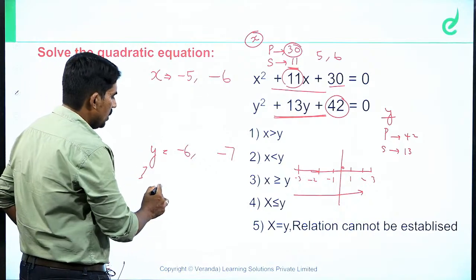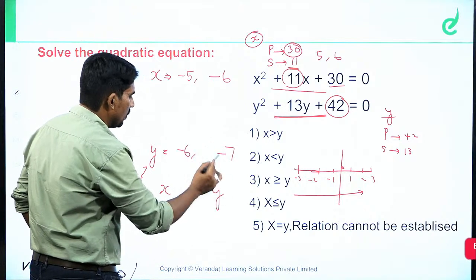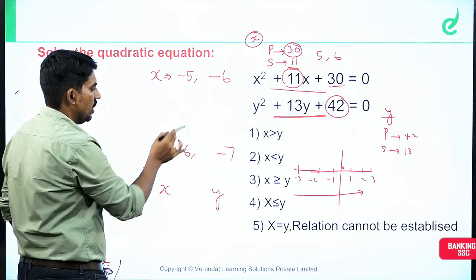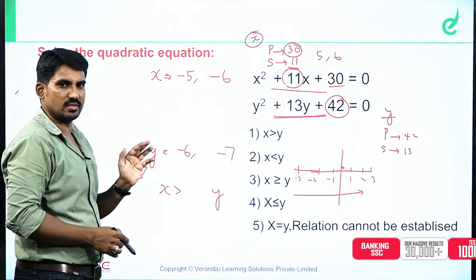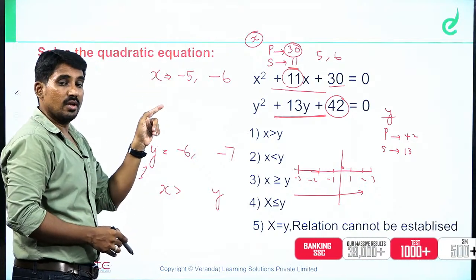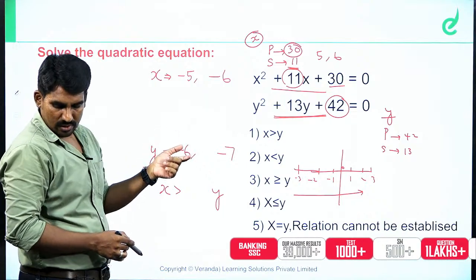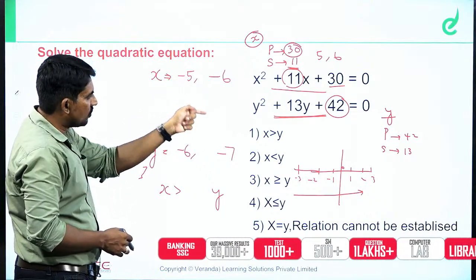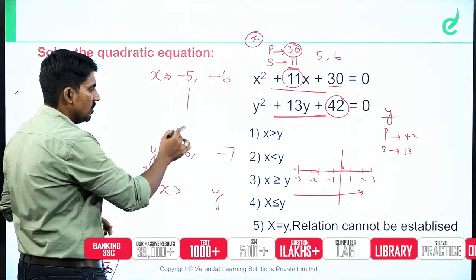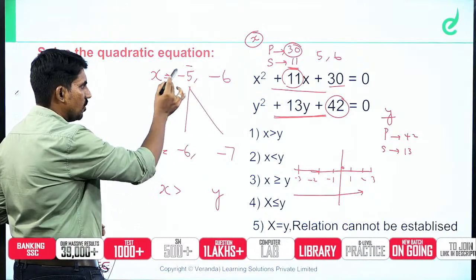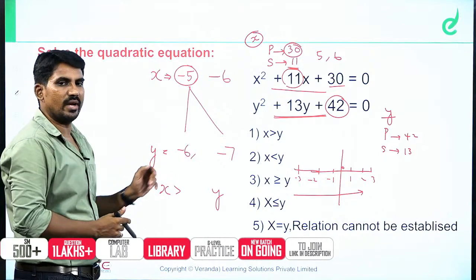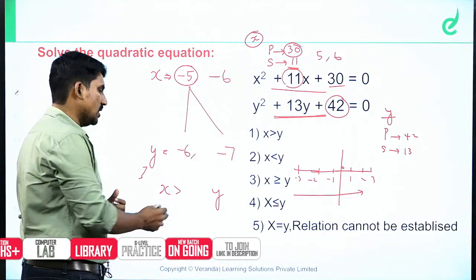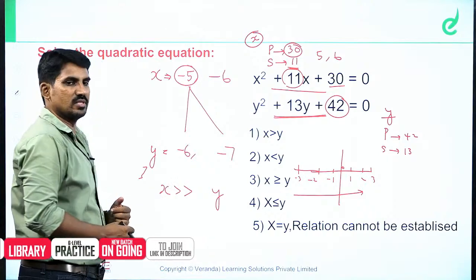Now compare x value and y value. Comparison: minus 5 is greater than minus 6. Minus 5 is more than minus 6. Right? In negatives, lesser numbers are higher. Then compare minus 5 with minus 7. Take one number and compare with both numbers. Minus 5, minus 7, which is greater? Minus 5 is greater. Yes, minus 5 is greater.